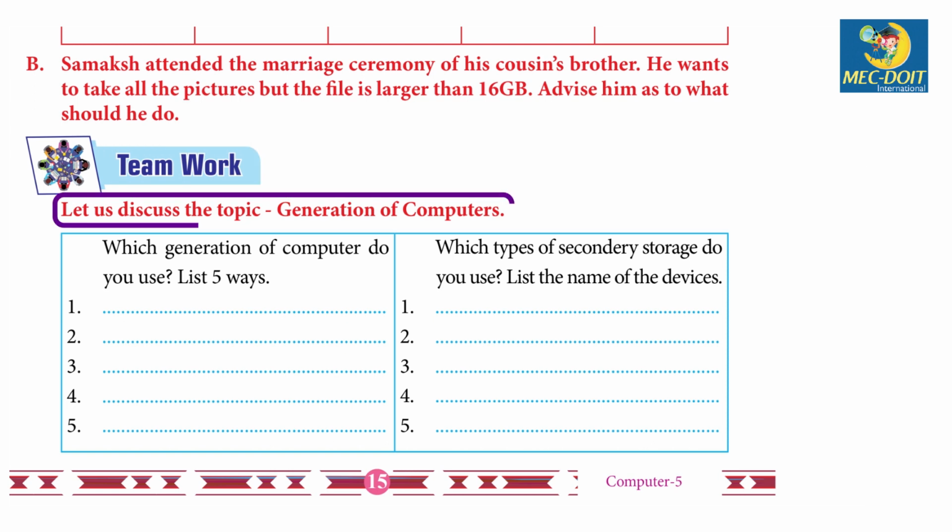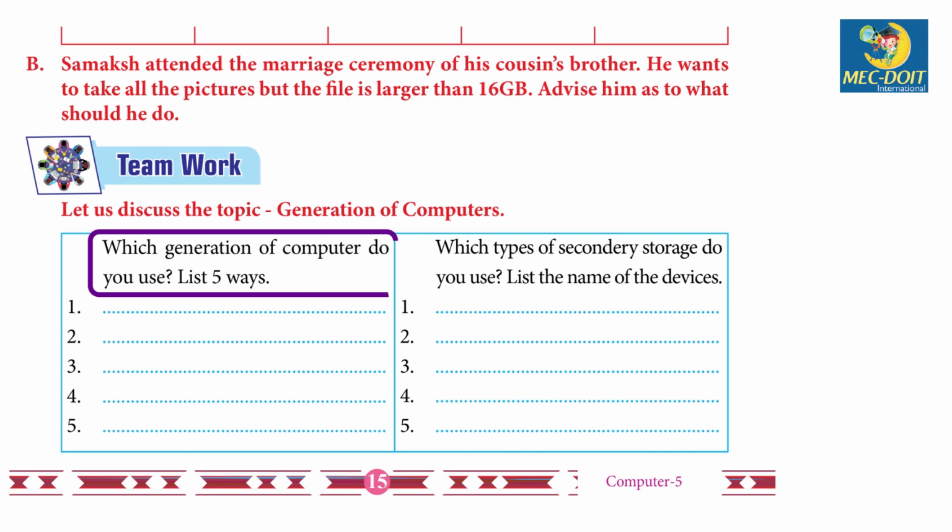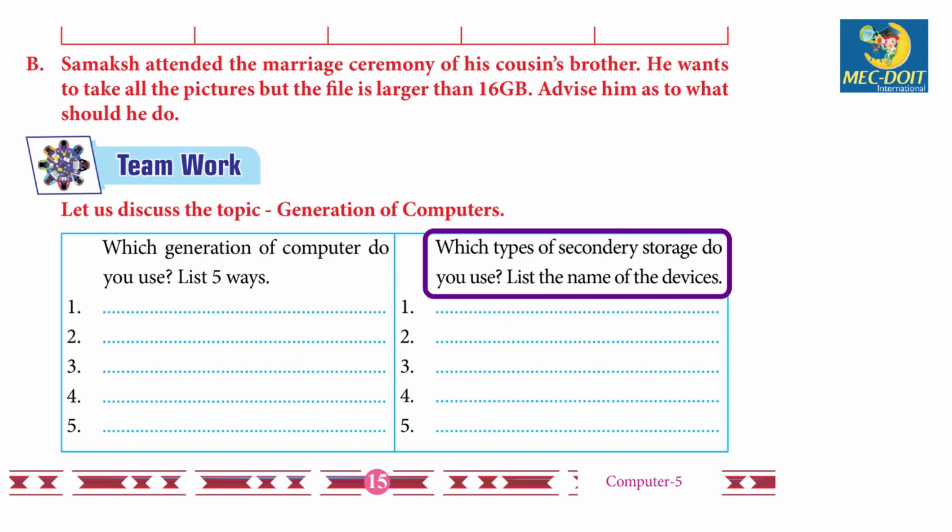Teamwork. Let us discuss the topic generation of computers. Which generation of computers do you use? List 5 ways. Which types of secondary storage do you use? List the names of the devices. Answer: do it yourself.